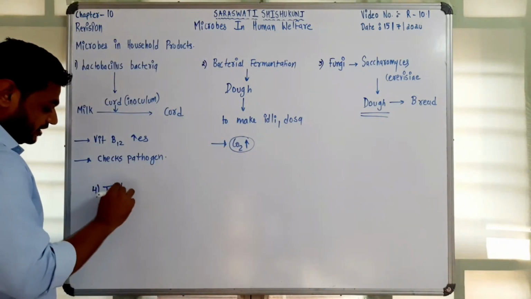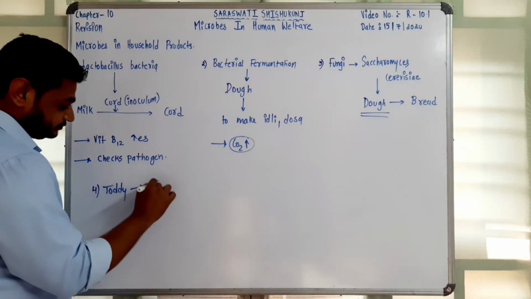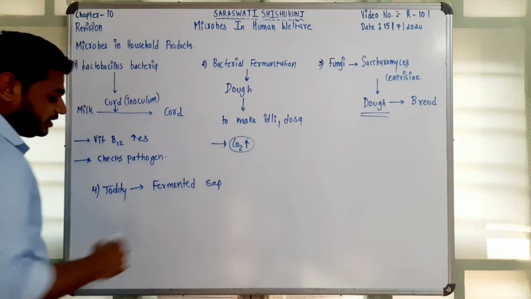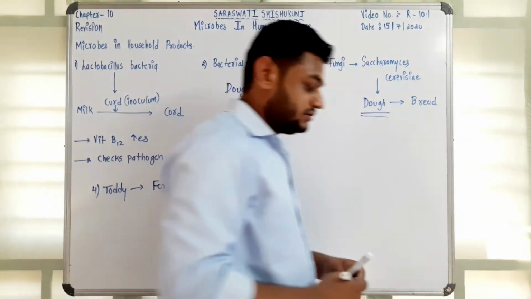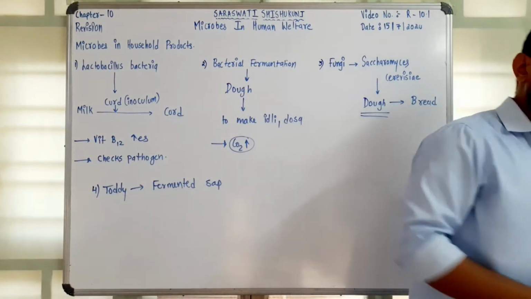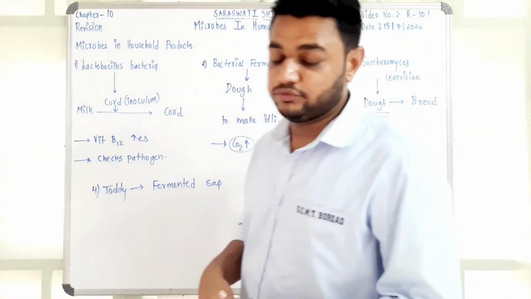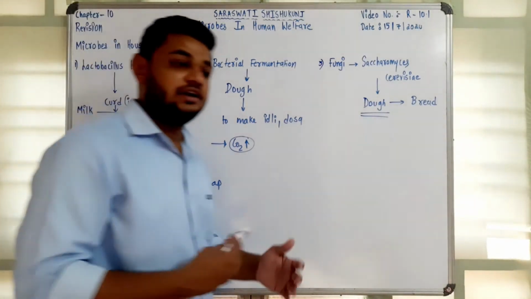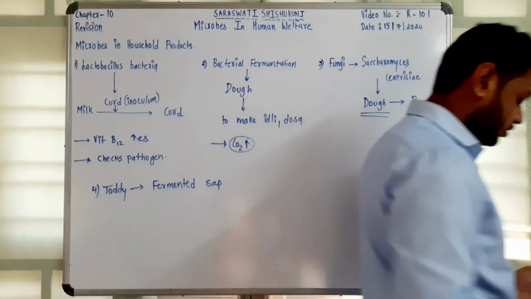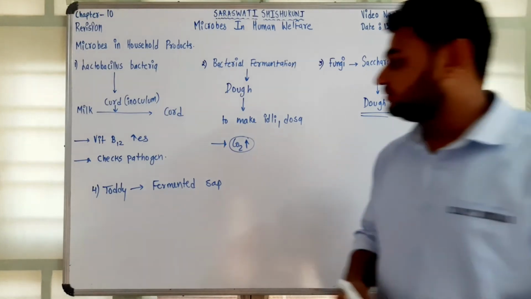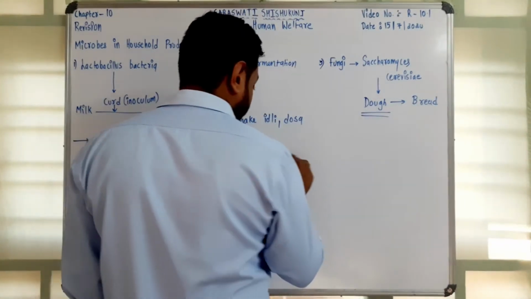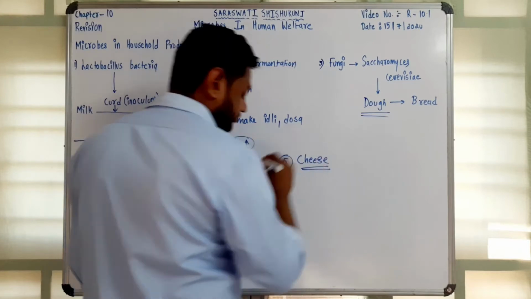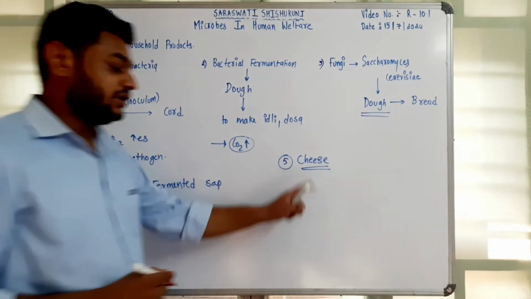Now the fourth one is toddy. It is the fermented sap of the toddy plant, right? This is a traditional drink. Also there is fermentation by microbes of bamboo and other things, to produce many household products. With it, cheese is the fifth product, where with the help of microbes we are able to make cheese.